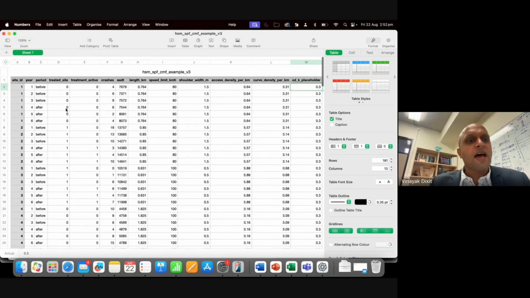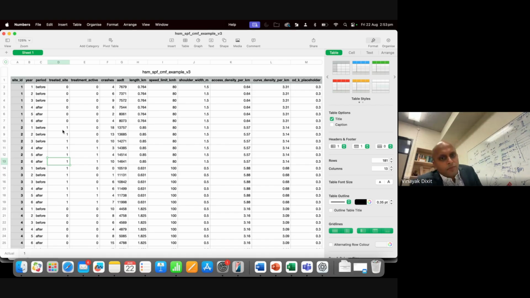Now we have an intervention which we have put in place. Some sites are treated. Those sites could have been treated before, and some could have been treated after. So basically what you're looking at is whether there is a treatment there. What we will be looking at is how to estimate a crash modification factor and a safety performance function.